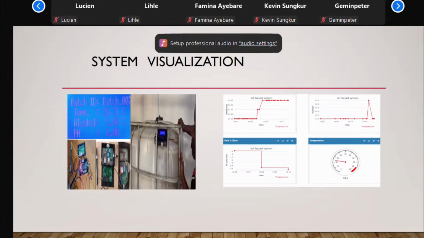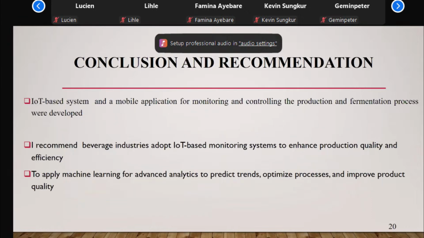This is the system visualization where the prototype has to put two inside the tank, for example, and the output will be this. As you can see, the temperature must be 28, alcohol 5, and pH can be 6 as the standard threshold parameter results. As a conclusion, an IoT-based and mobile application for monitoring and controlling production process were developed.